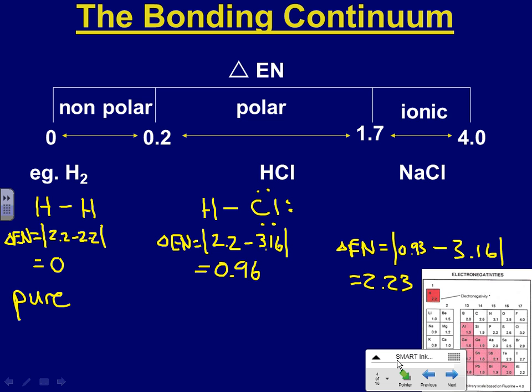Which means this particular delta EN falls within the ionic range. Which means if I'm going to draw a Lewis diagram, I should have that chlorine, which has gained the electron away, just like we did at the beginning of this unit. That has now become a chloride along with the sodium.